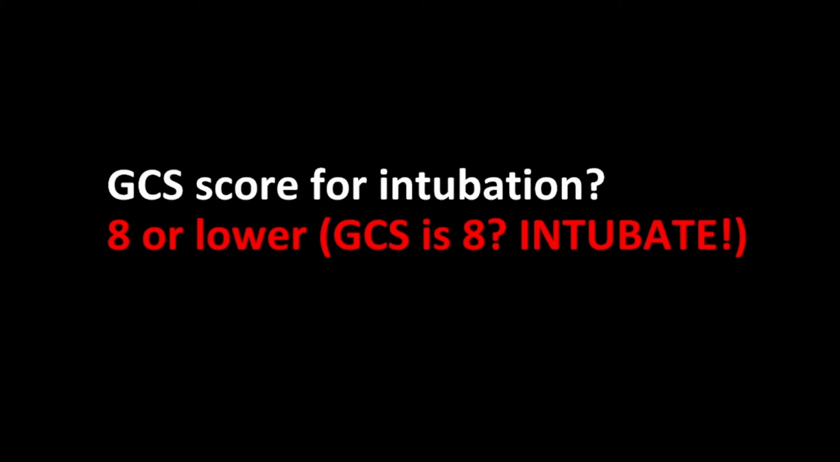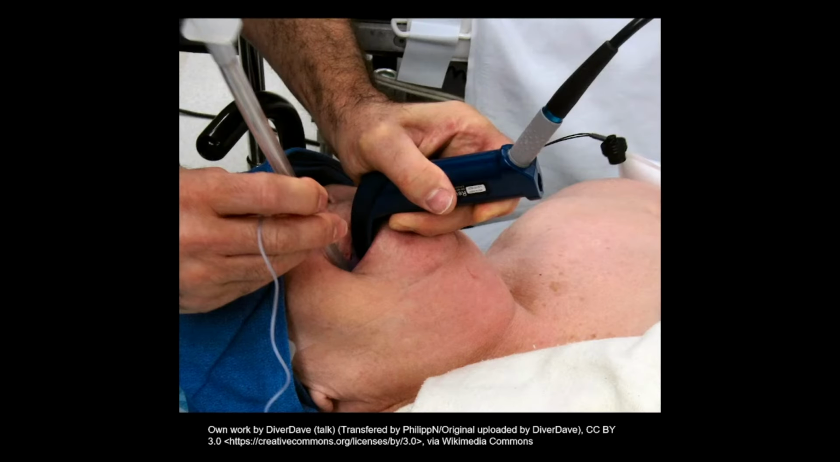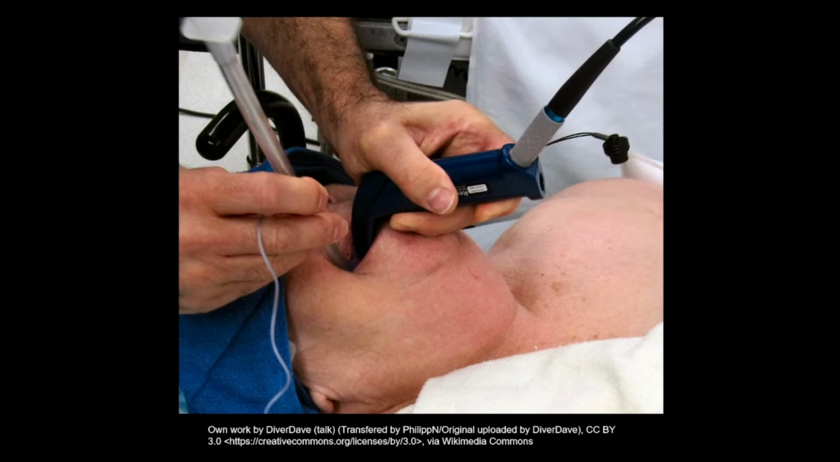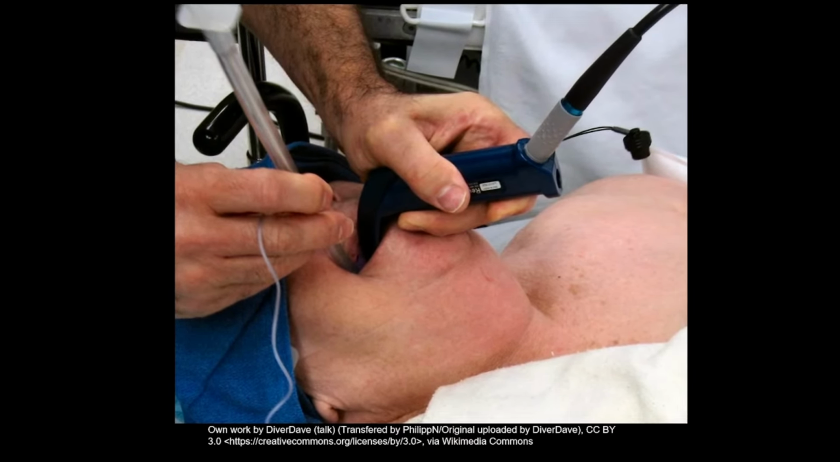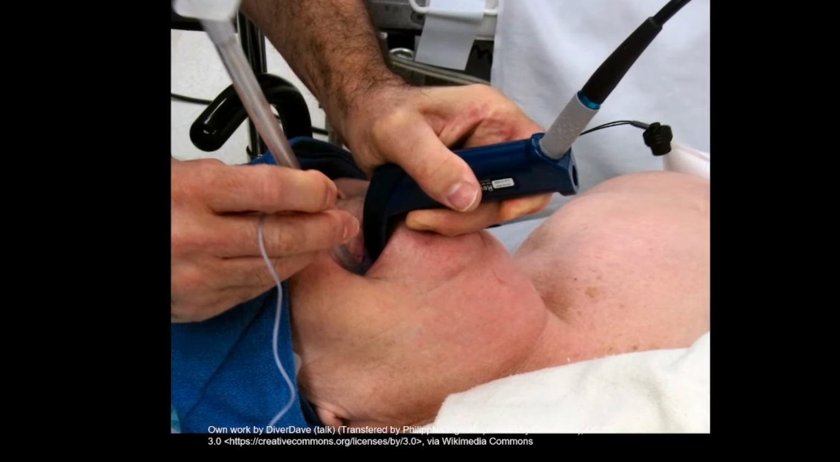So what GCS score is an automatic indication for intubation? If a patient has a GCS score of blank, when do you want to intubate? That's right. A GCS score of 8 or lower is an indication for intubation. And this is easy to remember because if GCS is 8, then you want to intubate. It just rhymes all on its own. So here is an image I found of intubation. Sometimes you'll have to do this even at bedside if a patient needs acute airway management.